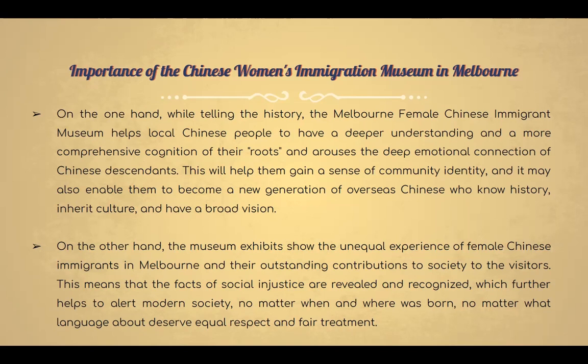On the other hand, the museum exhibits show the unequal experience of female Chinese immigrants in Melbourne and their outstanding contributions to society to the visitors. This means that the facts of social injustice are reviewed and recognized, which further helps to alert modern society that no matter when and where one was born, no matter what language one speaks, everyone deserves equal respect and fair treatment.